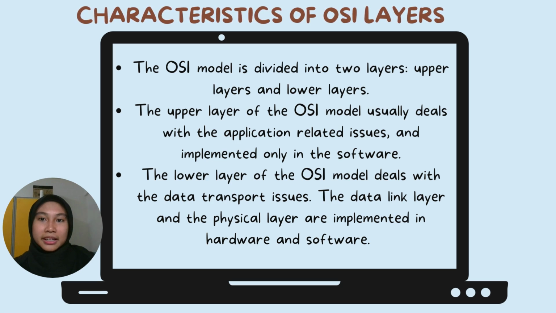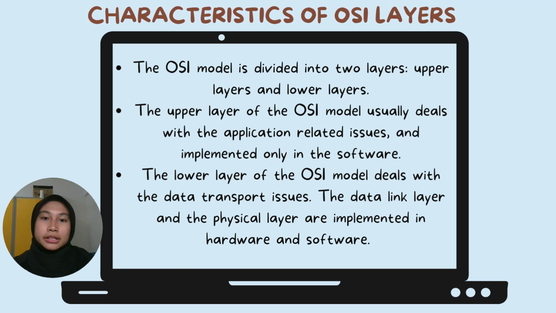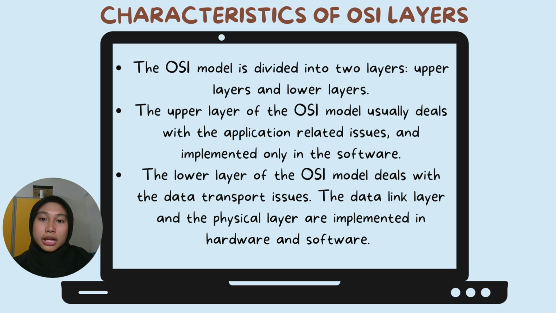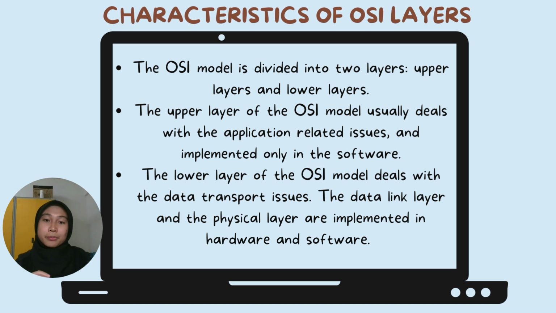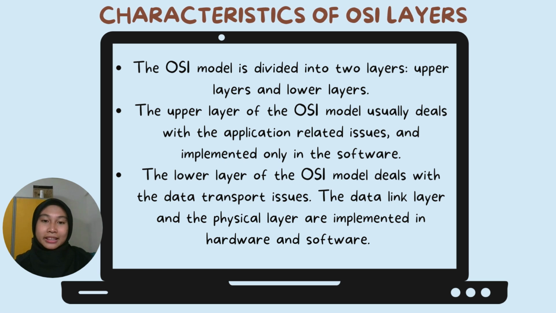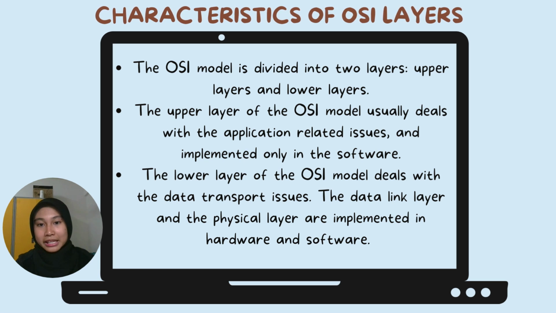Characteristics of OSI layers. The OSI model is divided into 2 parts, upper layers and lower layers. The upper layers of the OSI model usually deal with application-related issues and are implemented only in software. The lower layers of the OSI model deal with data transport issues. The data link layer and the physical layer are implemented in hardware and software.